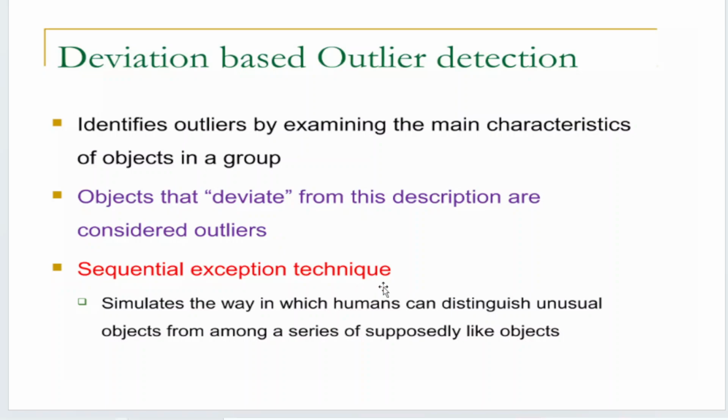And the sequential exceptional technique. Here it simulates the way in which human beings can distinguish the unusual objects from among a series of supposedly like objects. How the like objects and unlike objects will be deviated from the normal set of objects. That is the sequential exceptional technique. We will use it for finding the outliers in the outlier detection method.